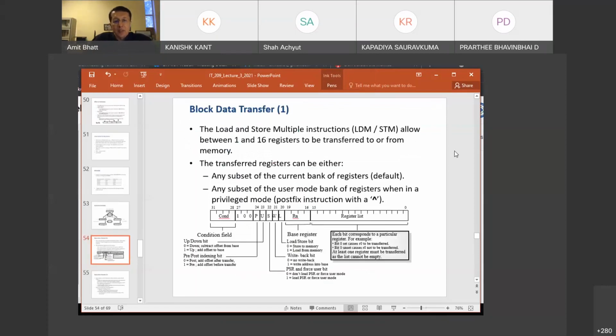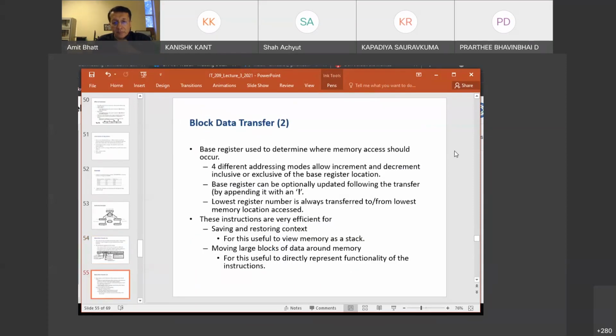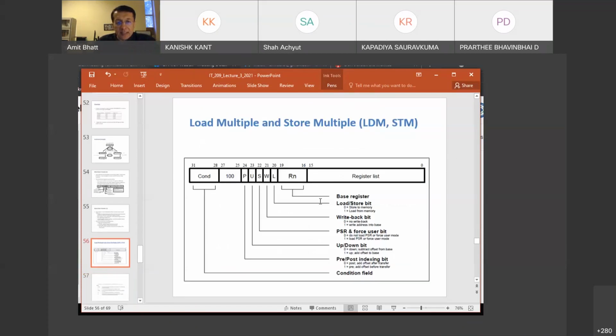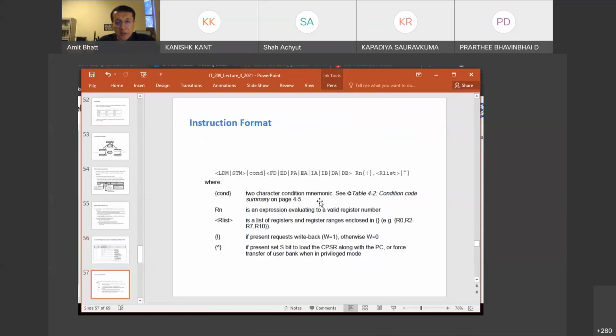Now comes your block data transfer. You have got four different addressing modes that allow increment and decrement, inclusive or exclusive of the base register location. So let us take a look at the example which is given over here. You have LDM or STM. Then, as I told you, you can have a condition, but this is optional.